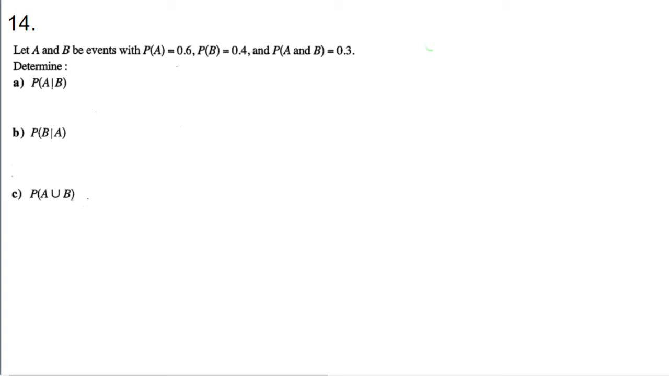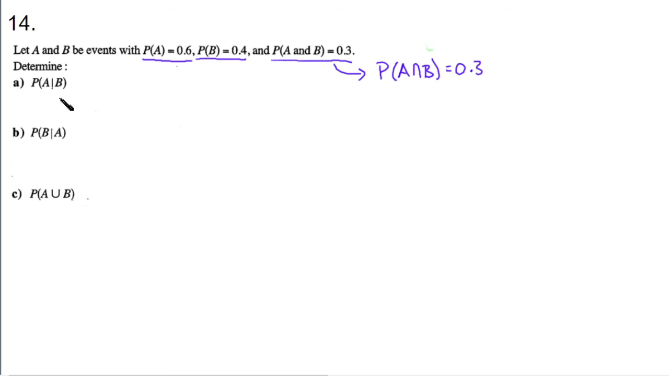This is assignment question 14 from the probability assignment. So let A and B be events with the probability of A equaling 0.6, the probability of B equaling 0.4, and the probability of A and B equals 0.3. We can write this last statement using set notation as the probability of A and B, so that it's an intersection, equaling 0.3.